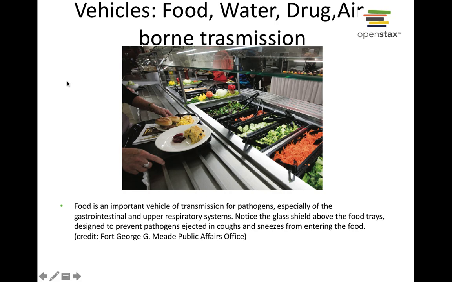So folks, here's vehicles. So food, water, drugs. Drugs can get contaminated, right, in airborne transmission. And food, one of my favorite things, right? Food is an important vehicle of transmission for pathogens, especially of the gastrointestinal and upper respiratory tracts. Notice the glass shield above the food tray is designed to prevent pathogens injected in coughs and sneezes from entering the food. It would be fascinating, wouldn't it, for us to do some sampling here.